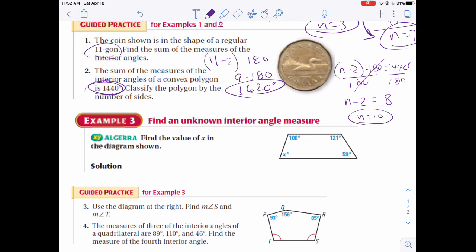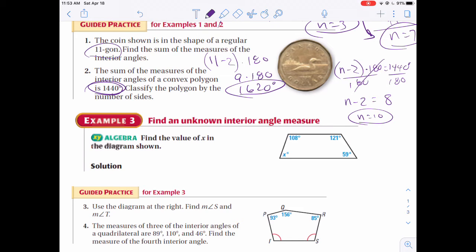All right, now, the next thing. Do a couple examples with some algebra. It says find an unknown interior angle measure. Find the value of x in this picture on example 3. So you look at the picture and you say, okay, I see it's got 4 sides, 4 angles. They give you 3 of the angles. You're missing 1. So you know that those 4 angles will add up to some sum, but I don't know how big that number is going to be.